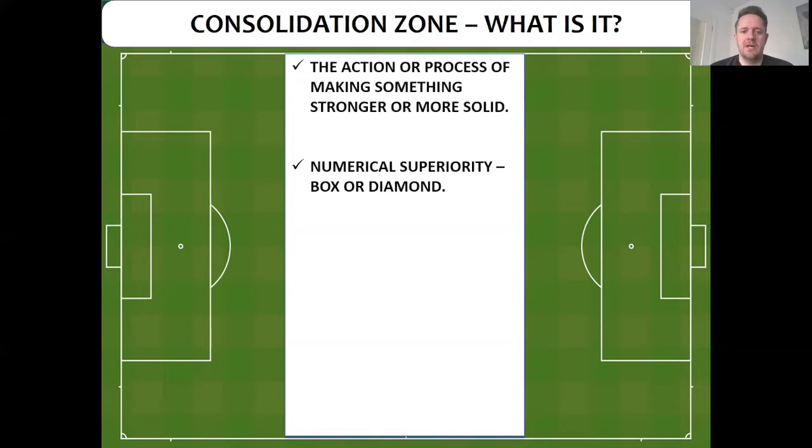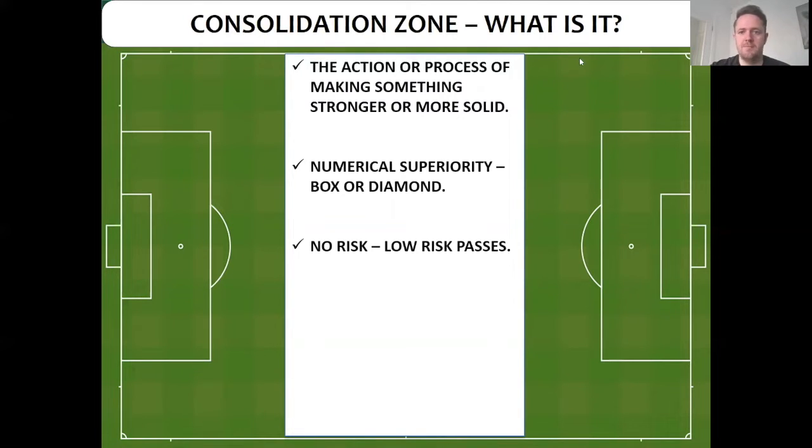In terms of getting that numerical superiority, we look at the box and the diamond. I'm not going to look at the diamond just now because of time constraints, but mainly the box. Again, we can speak about the diamond in another opportunity. We speak about no risk, low risk passes within this area. Can we keep possession? Can we dominate the ball to then break out of that area and break into the incision zone?